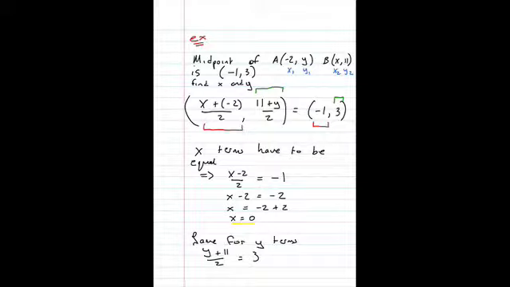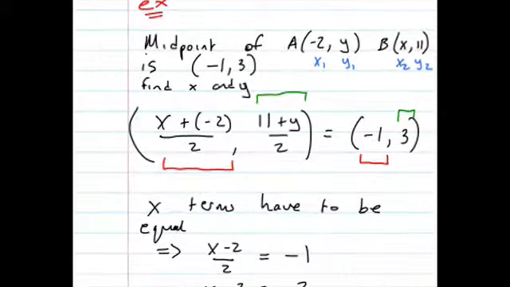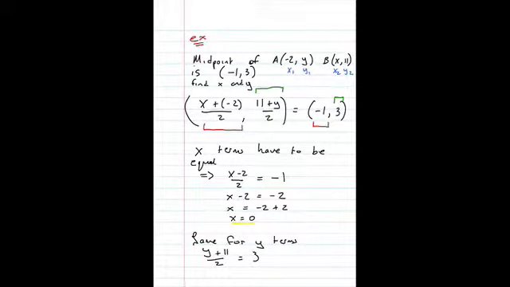Okay, here we have the midpoint of A (-2x, -2y) and B (x, 11) is (-1, 3). Find x and y. Okay, any ideas how to do this? Emma? No? Sinead? Liam? Okay, midpoint.